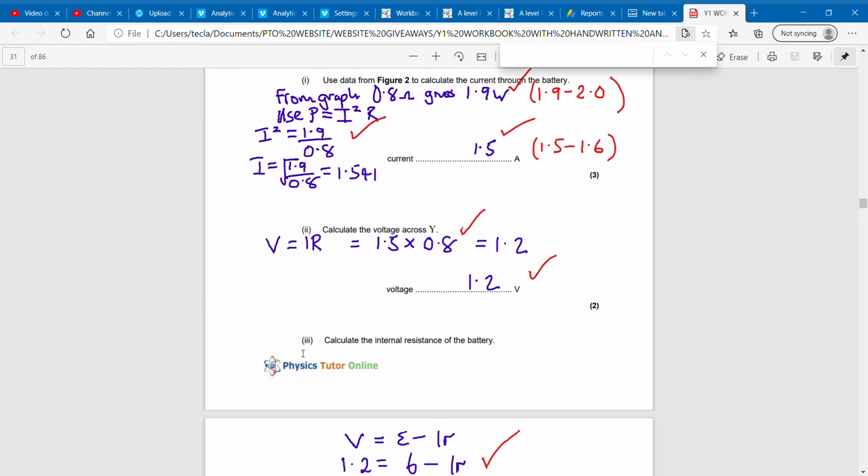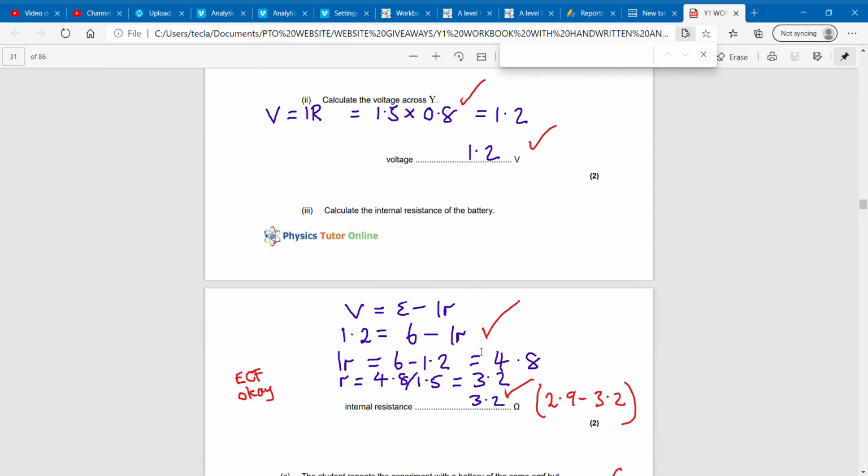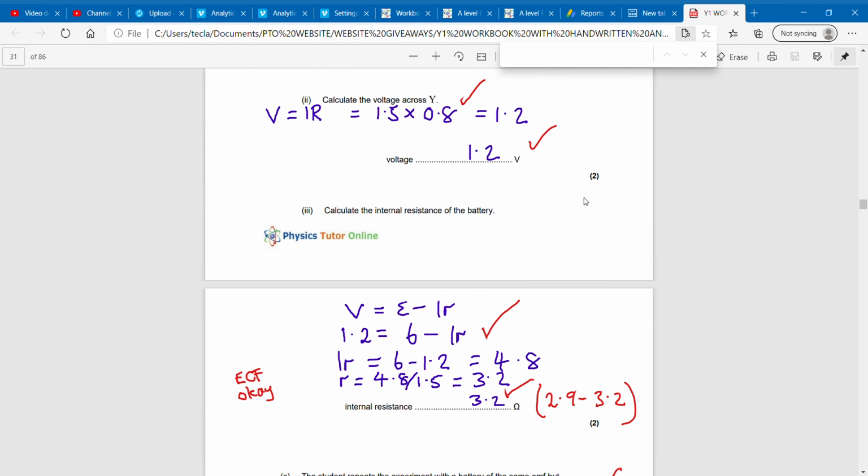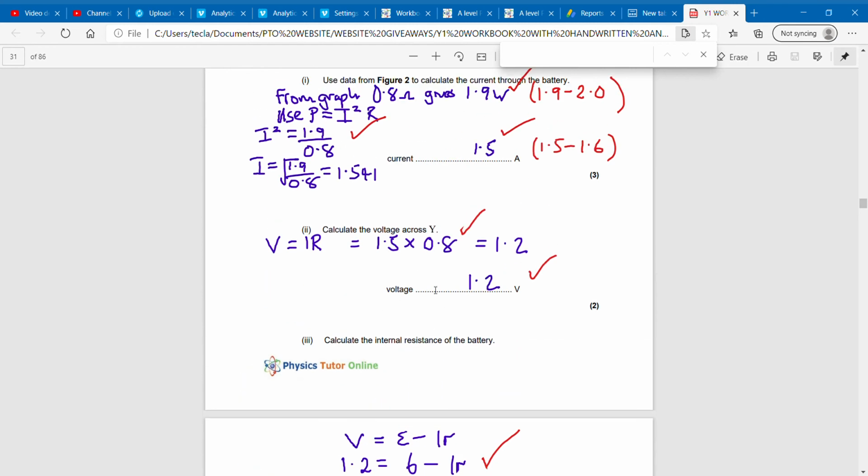B part 3, calculate the internal resistance of the battery. So we're going to be using this equation, which is V equals E minus I r, which is the equation for the terminal potential difference, the EMF and the lost volts across the cell. So 1.2 equals 6 minus I r. So we've got the 1.2 here, the voltage across the Y, 1.2 volts.